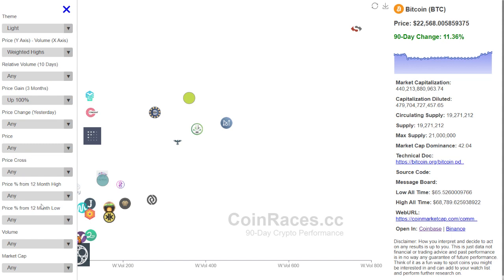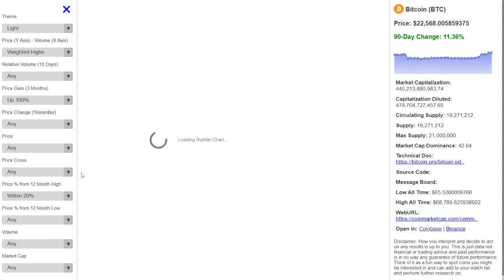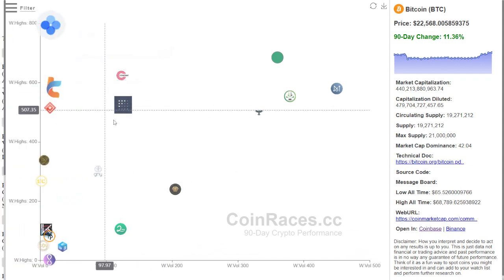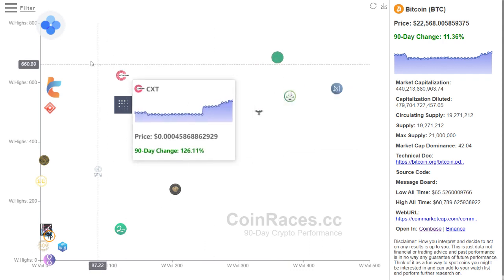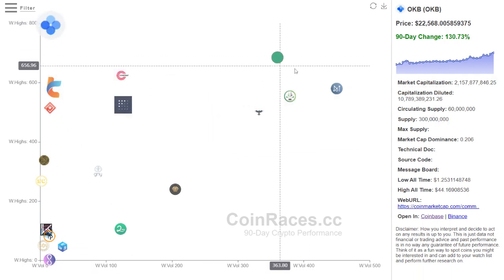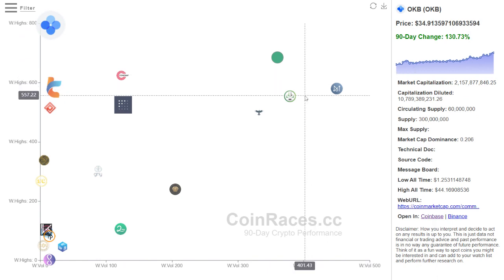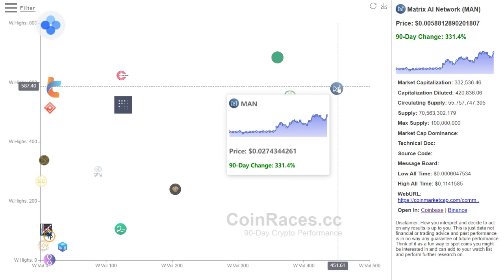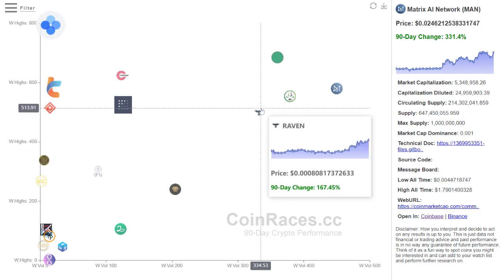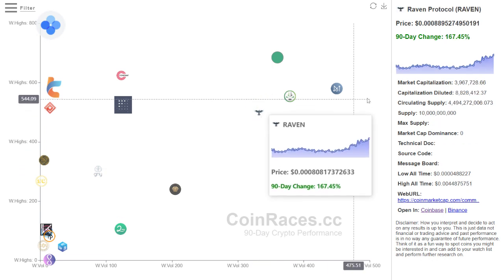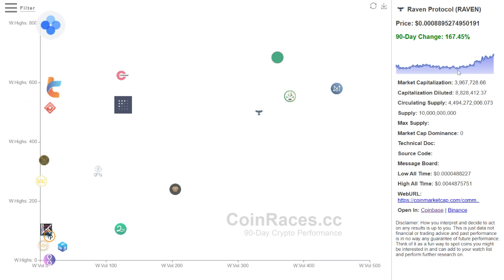The other one I kind of like doing sometimes, I like saying, show me the coins that are within, say, 20% of their 12-month high. And so it might show you coins that haven't collapsed in the last 12 months. Yeah, this one, OKB, see how he's just had a nice steady run. So as I said, beta versions. Some of them I'll have links to their technical docs. Some of them I'll have links to their CoinMarketCap profile. That one, Raven, could be interesting. See how it's a nice steady run upwards over the last 90 days.